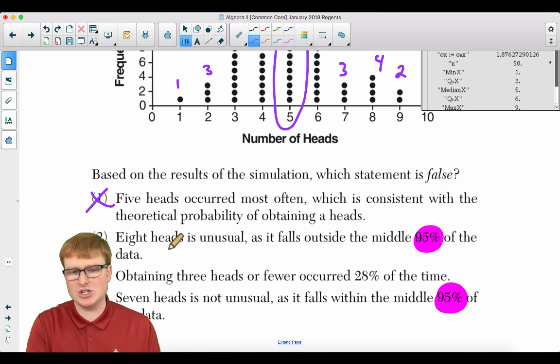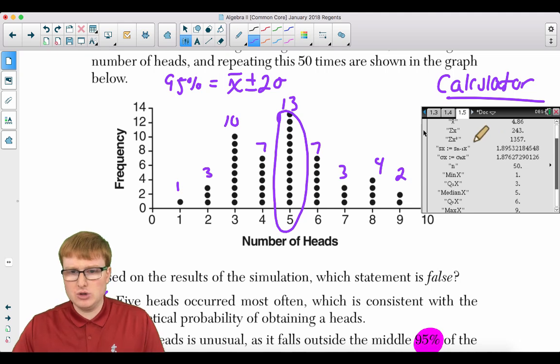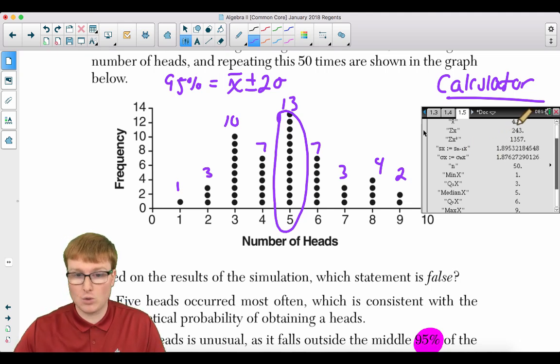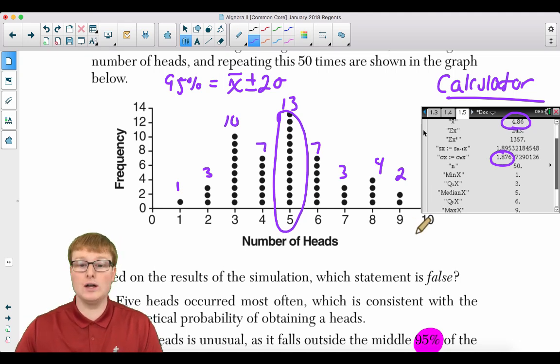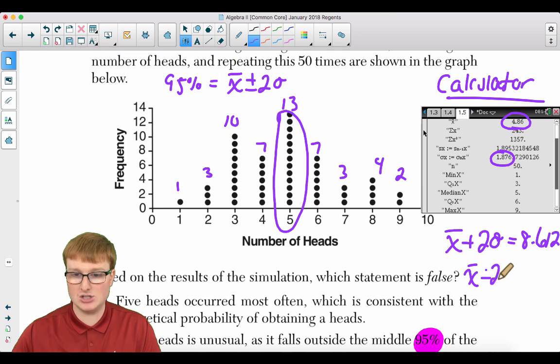Choice 2 says 8 heads is unusual, as it falls outside the middle 95% of data. Well, if you look here, the mean is 4.86, right? The mean is 4.86. The standard deviation is 1.87 or 1.9 if you want to round it off a little bit more. But I usually round to 2 decimal places. In that case, it would be 1.88. So if I take the mean and I add 2 standard deviations, I'm actually going to get 8.612. And if I take the mean minus 2 standard deviations, I get an answer of 1.108.